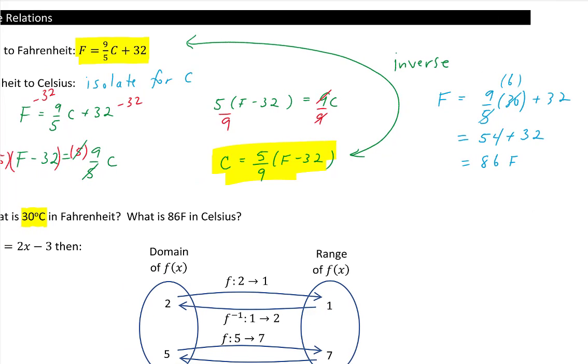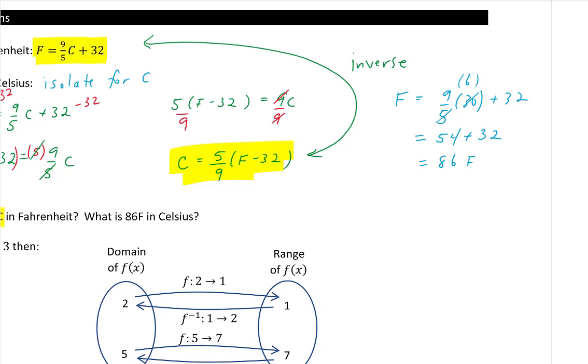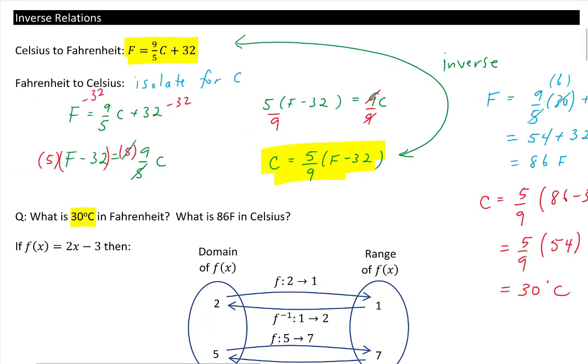If I took 86 Fahrenheit and subbed it into our new equation for Celsius, so I get Celsius equals 5 over 9 times 86 minus 32, which is 5 over 9 times 54. This would equal 30 degrees Celsius. So we see how these are inverse relations. The first one takes 30 degrees Celsius and gives us 86 degrees Fahrenheit. And the inverse function, or inverse relation, we can sub in 86 Fahrenheit and it outputs 30 degrees Celsius.